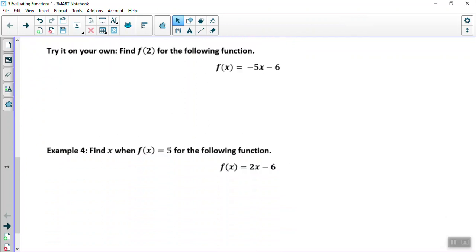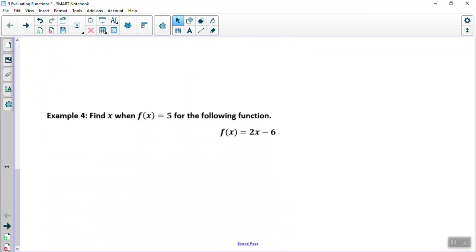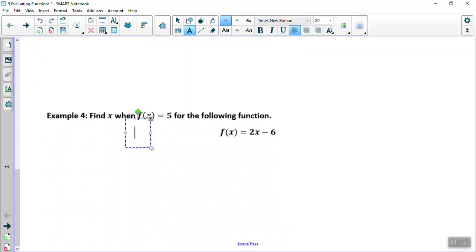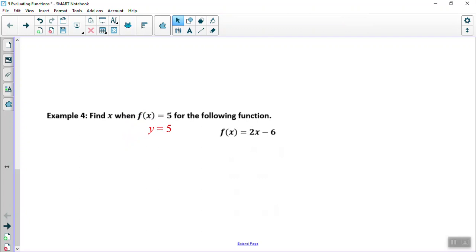Okay, let's try our next example. Find x when f of x equals 5 for the following function. So remember we said f of x just means y. This one here is saying that y equals 5. So that's what they're doing here. This particular one says y equals 5. They're saying find x. We need to figure out what does x equal.